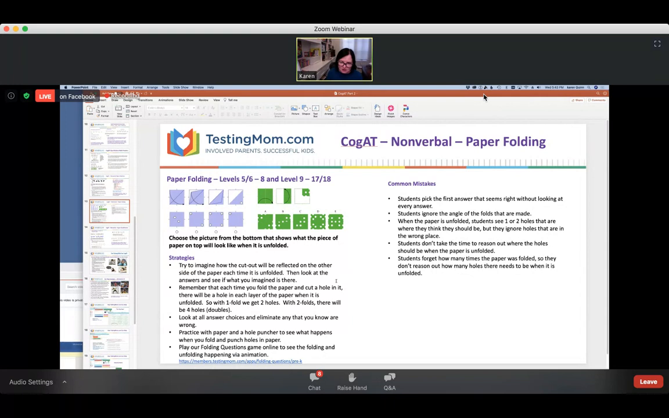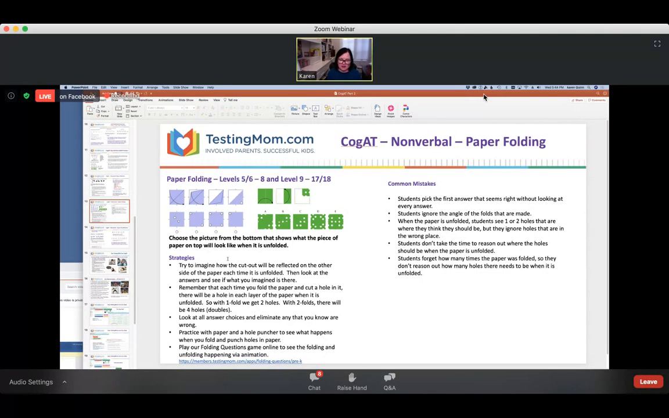And so what you want to teach your child to do is imagine what this is going to look like when it's unfolded. How will this cutoff be reflected on the other side? And so they have to imagine that. And you have to teach them that each time you fold the paper and put the hole in it, there's 2 layers of paper now with a hole. So that means this is going to double. There's going to be 2 holes. And then remember, if we fold the paper another time, then there's going to literally be 4 layers here. And so there's going to be 4 holes. So they just have to know that.